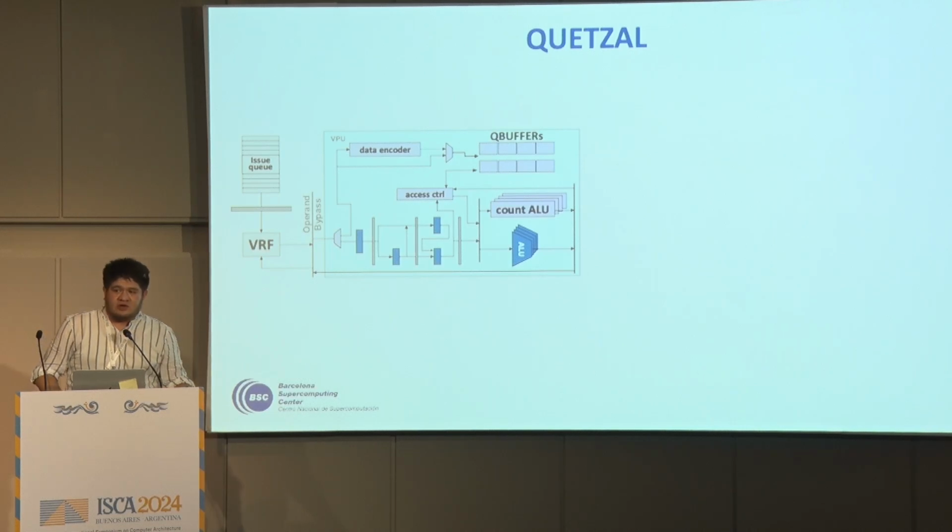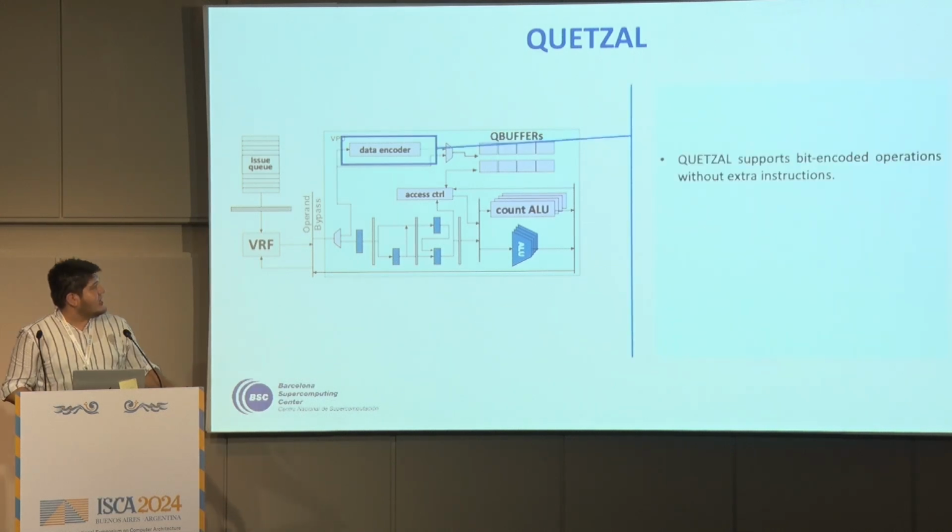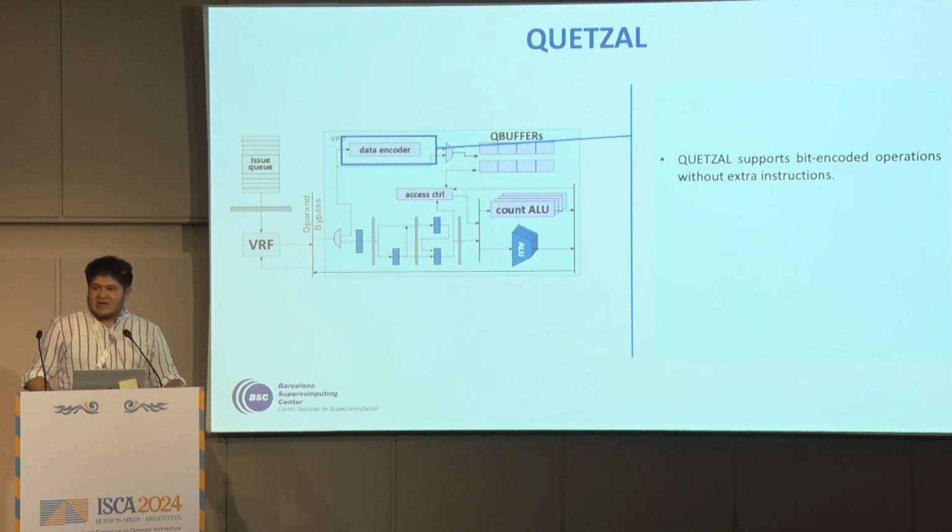QUETZAL is a hardware-software co-designed vector accelerator that is tightly coupled to the vector hardware path in the CPU. We are reusing the components of the CPU to reduce the overhead of QUETZAL, to not put more units in the CPU, but actually improve the utilization of this hardware. How does it work? First, QUETZAL supports bit-encoded operations without extra instructions. That was one of the main bottlenecks that I showed you.